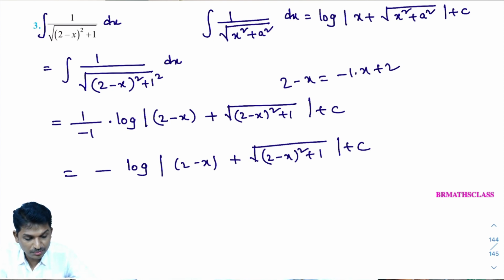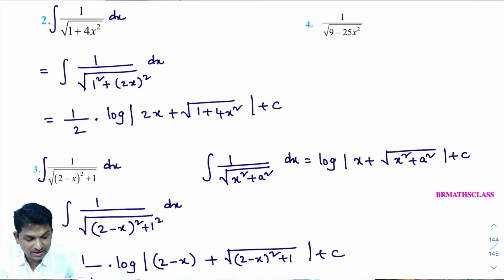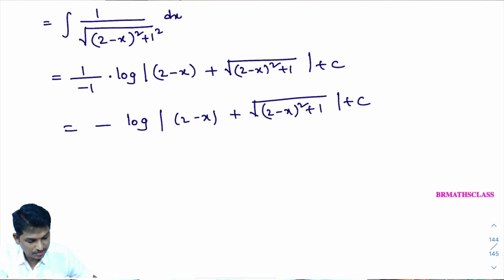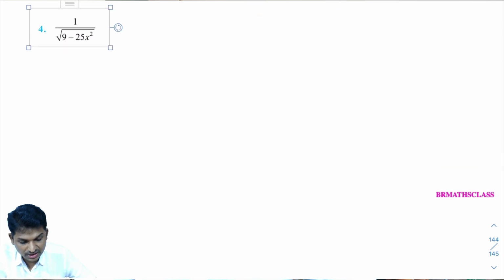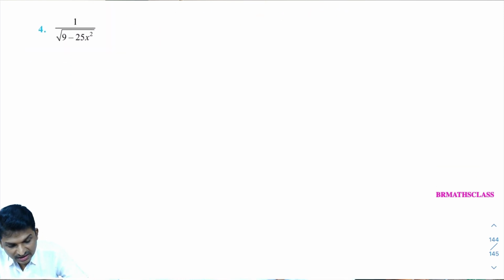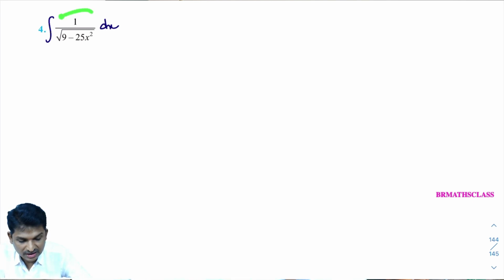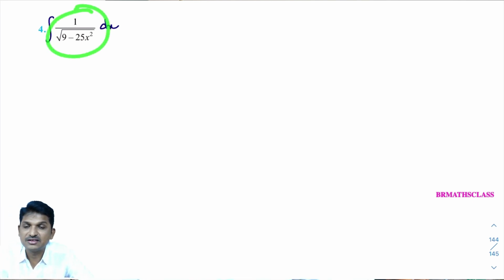Now one more problem is there in this class. We will do that one. See this one, fourth problem. I need to integrate this one. Integral of 1 divided by root over 9 minus 25x square dx.